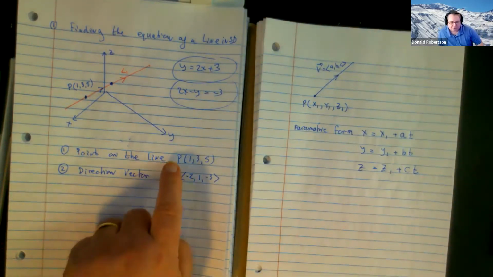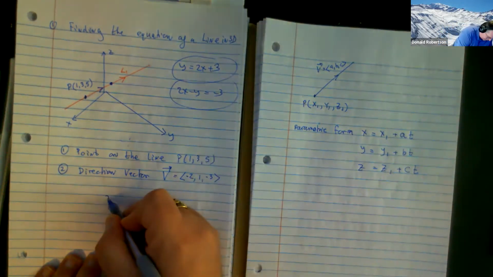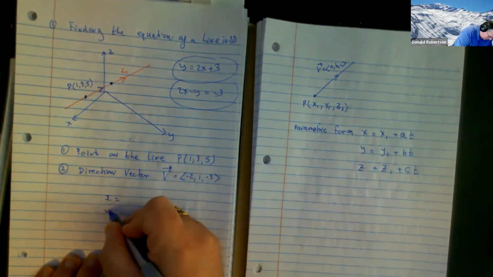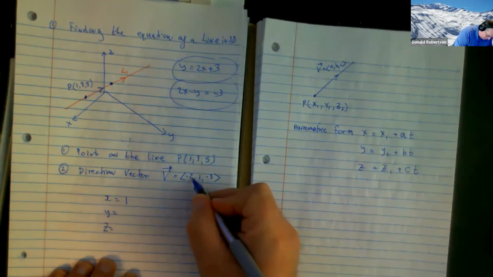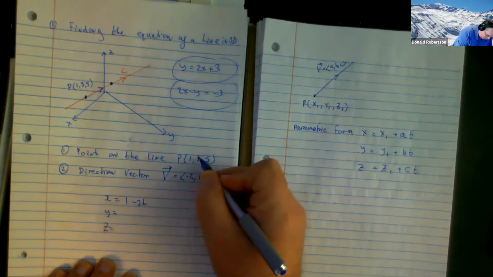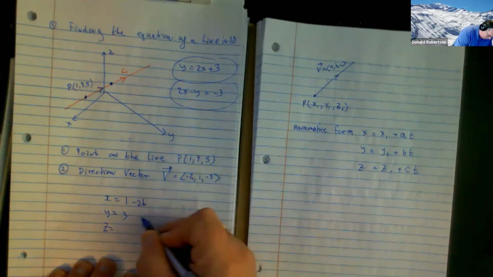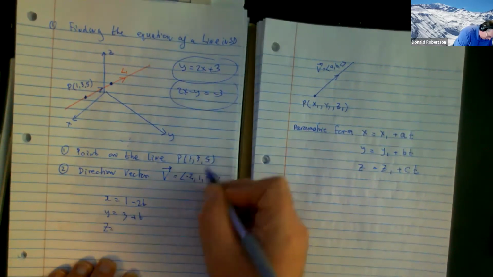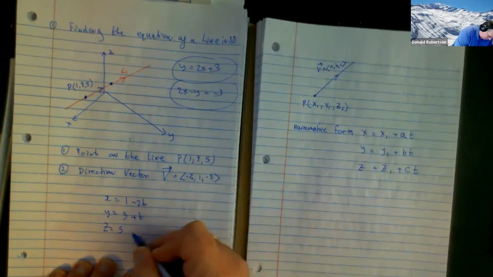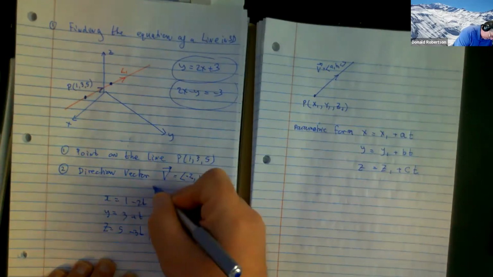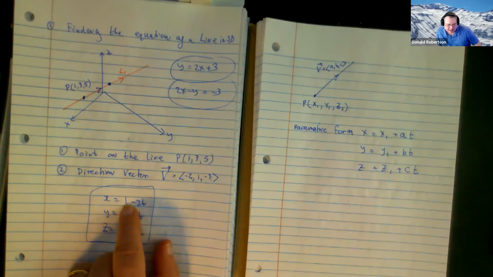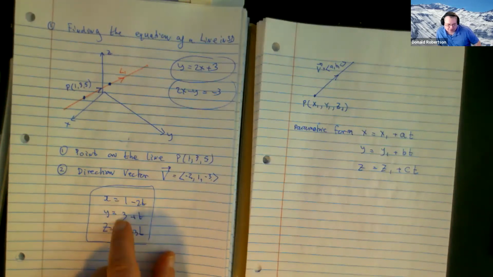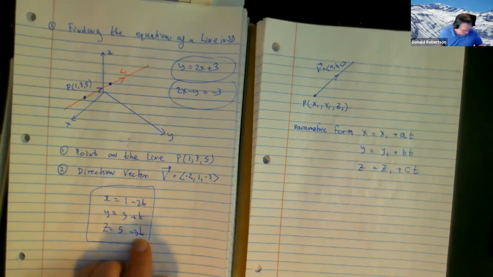So in my question here, the parametric equation of this line will be as follows: 1 minus 2t, 3 plus 1t, and 5 minus 3t. So you find all the points in 3D space where the x coordinate is 1 take away 2t, y is this, and z is that.